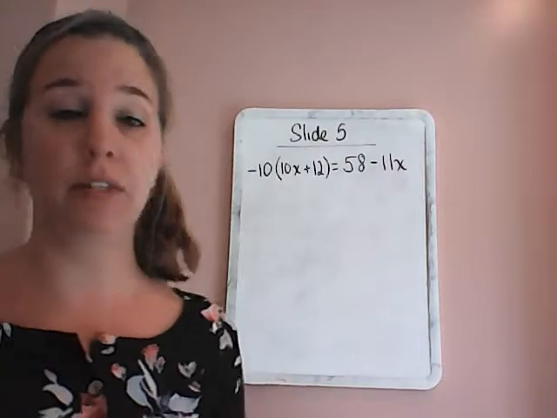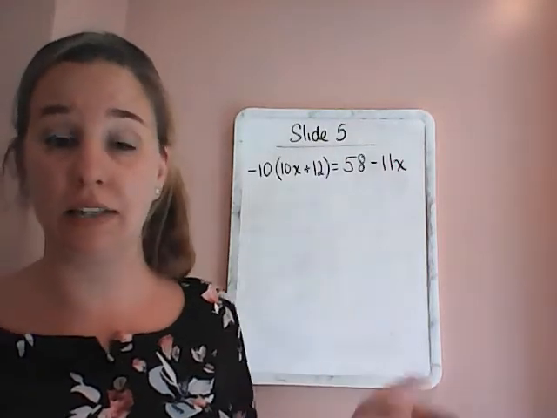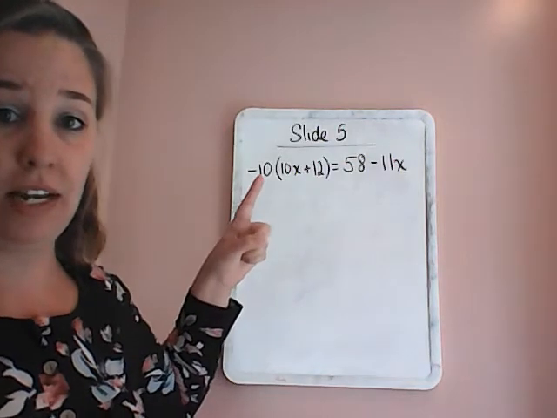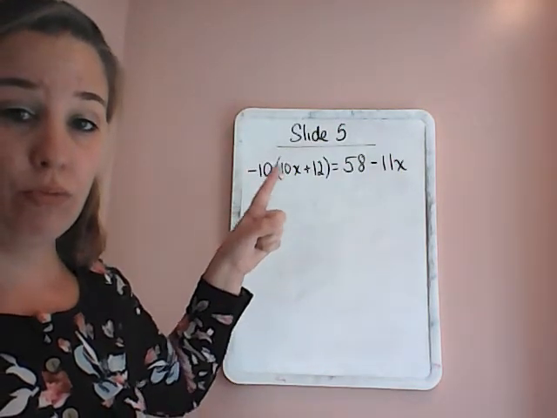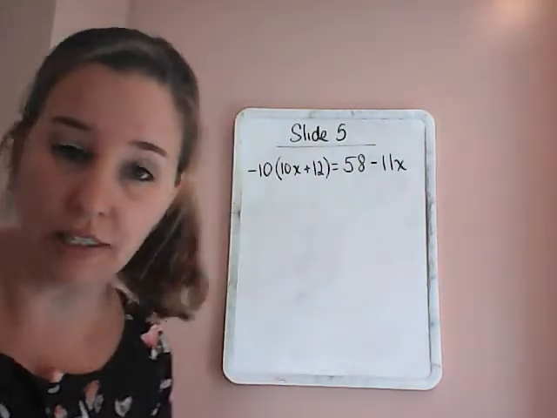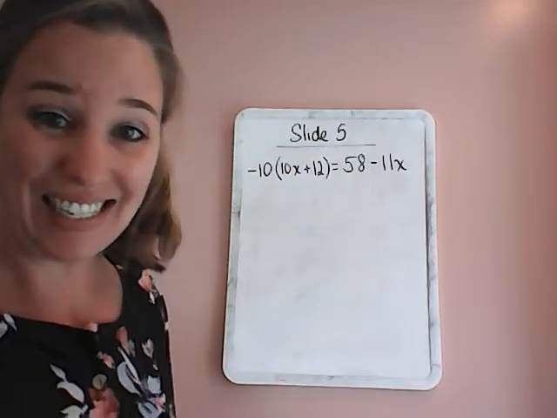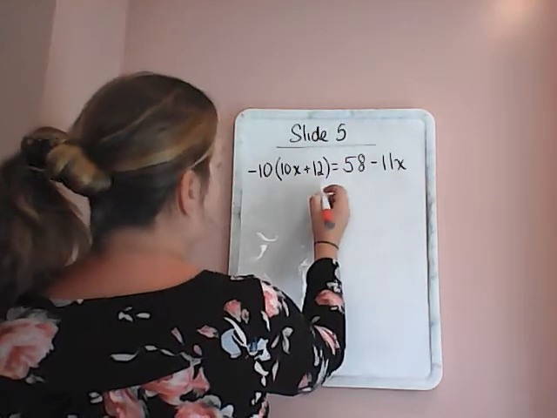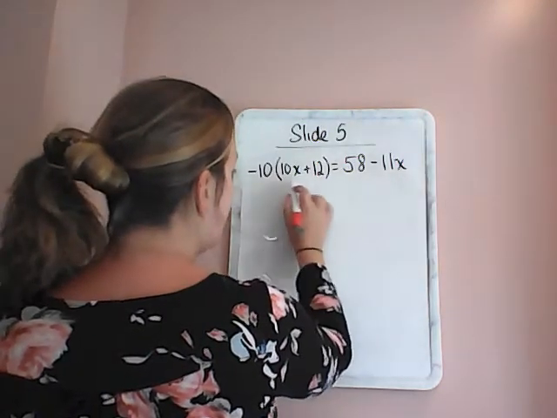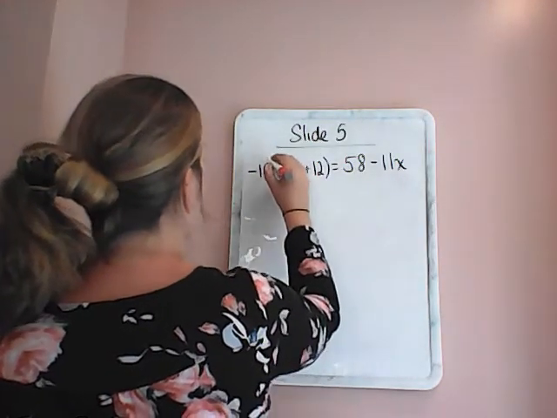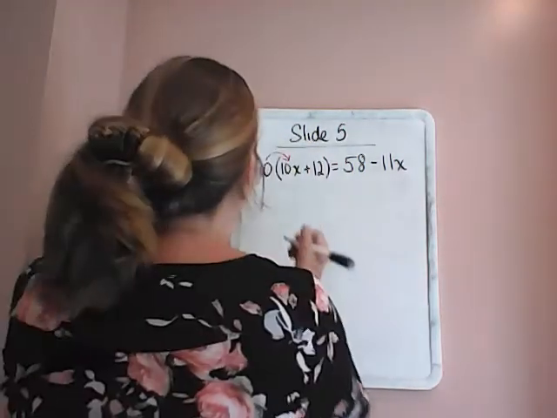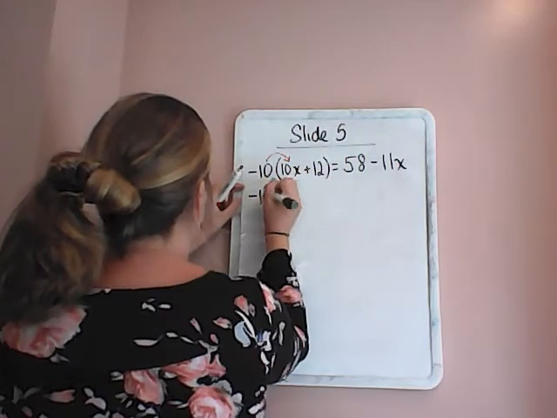So in these problem types, you're going to see one set of parentheses where you have to distribute out what is in front of those parentheses into the parentheses. So we'll do that now. This negative 10 needs to get multiplied into here, not over here, just into these parentheses. So we have negative 10 times 10x, which is negative 100x.